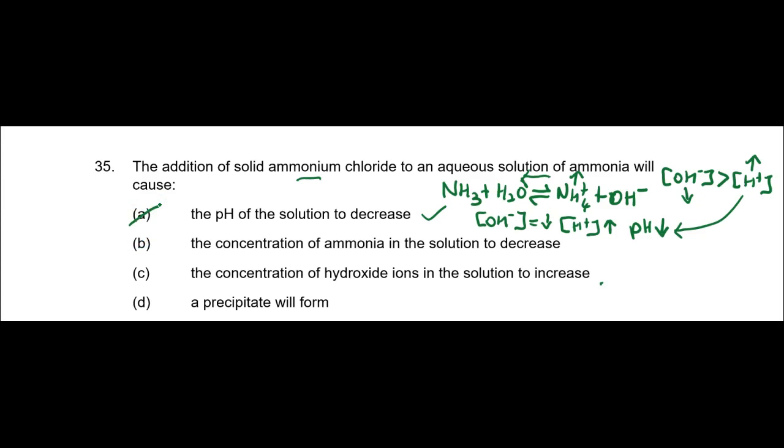Let's look at the other possibilities. B, the concentration of ammonia in the solution to decrease. This is actually false because if the system moves left, you are actually going to produce more ammonia. For C, the concentration of hydroxide ions in the solution to increase. Again, this is false because your system is shifting left. You are actually using up more hydroxide ions, which should make it decrease.